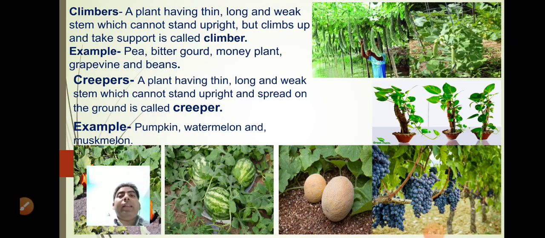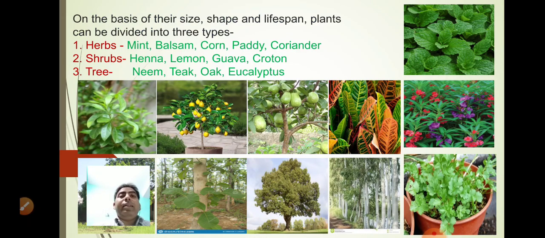Now you can see the different types of plants in this slide, but we will see here the categories of plants. First, on the basis of the size and nature of the stem, most plants are classified into three categories. The first one is herbs, the second one is shrubs, and the third one is trees. Now we will discuss each and every point about herbs, shrubs and trees. First of all, what are herbs?